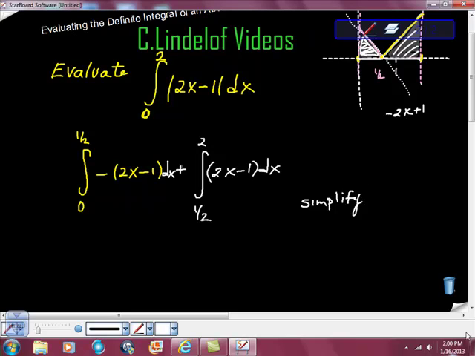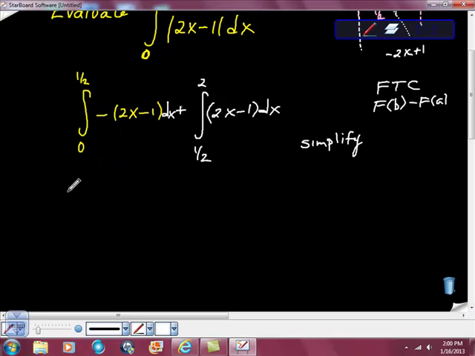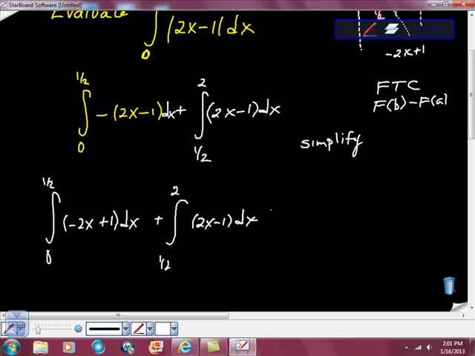So let's just take a quick look. Remember that we're going to be using the fundamental theorem of calculus, which says that the area is F(b) minus F(a). You're going to want to mention that on your exam if it's on the free response part. I'm just going to rewrite this one time to show you what I would actually do: the integral from 0 to 1/2 of negative 2x plus 1 dx, plus the area from 1/2 to 2, because that's the interval we have to cover, of 2x minus 1 dx.